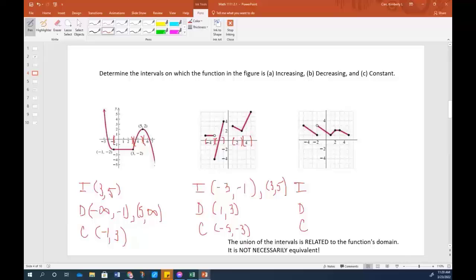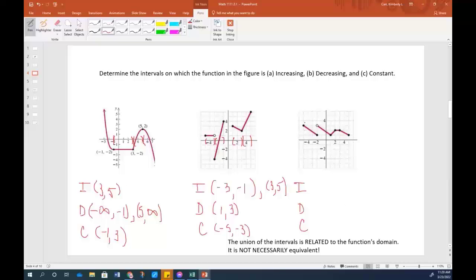Now I'm going to point out this note down at the bottom. If you did put all of these intervals together, it would be closely related to the function's domain, because the domain are the x values used, but it's not necessarily equivalent, because all of these are open intervals, and domain has closed intervals if the value is actually used. So don't think that this is domain, even though it's about x. This is a different sort of feature, increasing or decreasing.